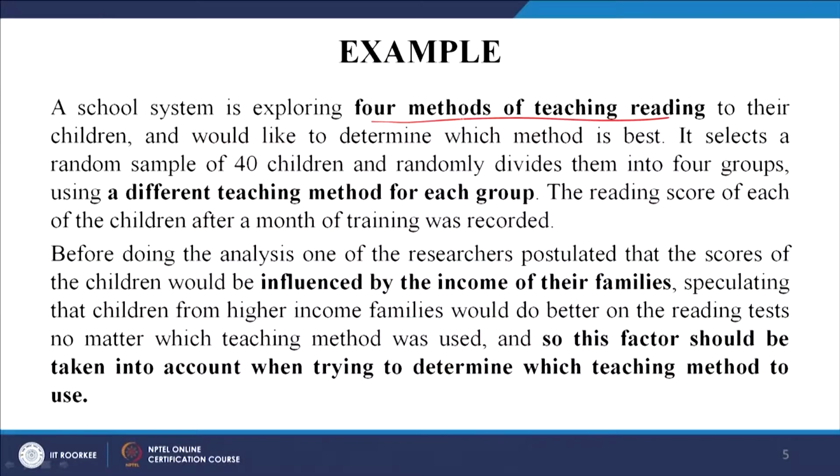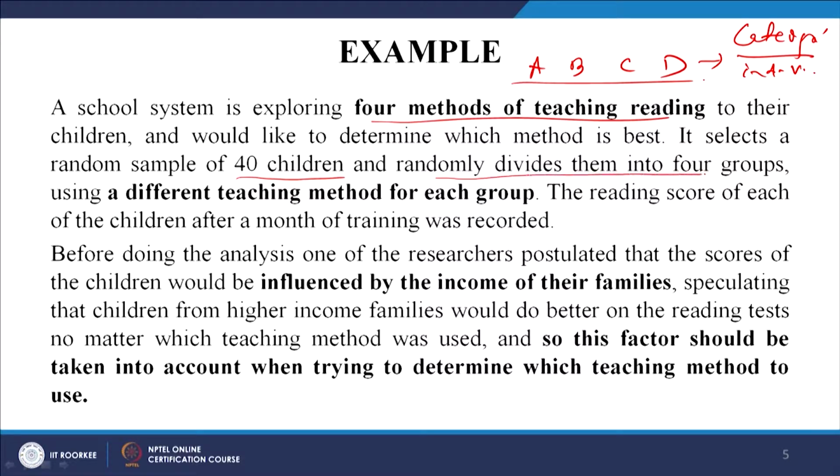A school is exploring 4 methods of teaching. So, what are these 4 methods? Let us say A, B, C and D, to their children. So A, B, C, D are 4 methods. What is this? This is a categorical variable, right. So, this is my first, my independent variable, okay. The school would like to determine which method is the best. It selects a random sample of 40 children and randomly divides them into 4 groups.